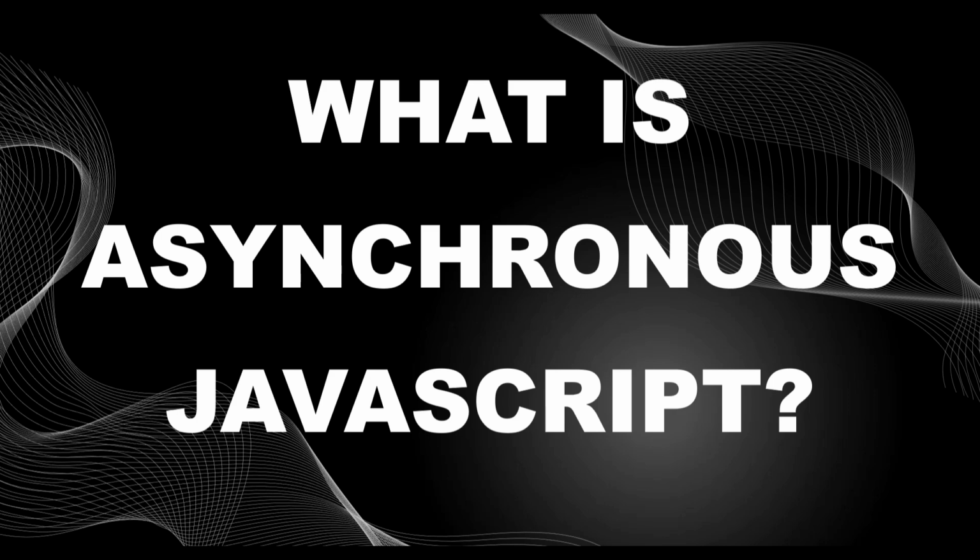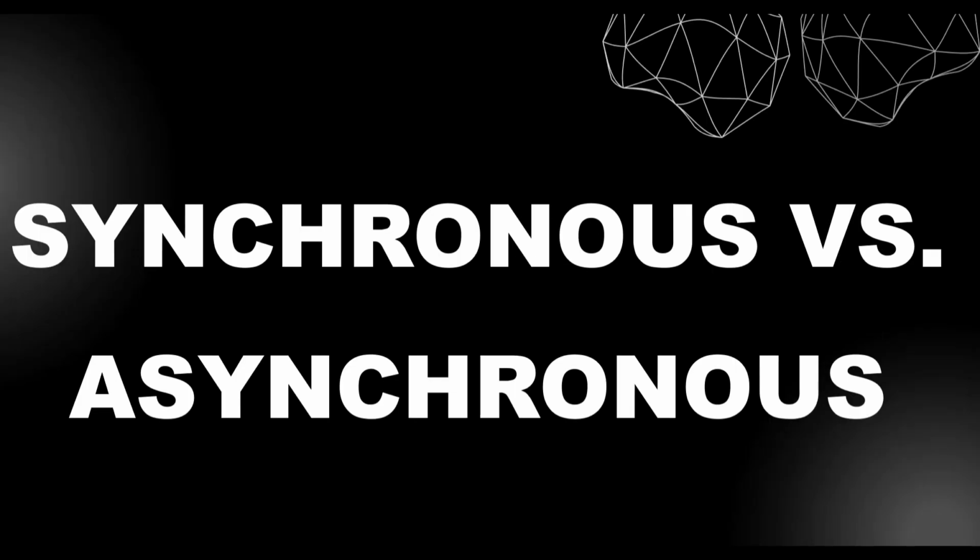We print console.log task1 and console.log task2. Task2 waits until task1 finishes. This is synchronous. Coming to asynchronous, I print console.log task1, then setTimeout, open braces, console.log task2. This runs after 2 seconds without blocking task1. This is how asynchronous works.